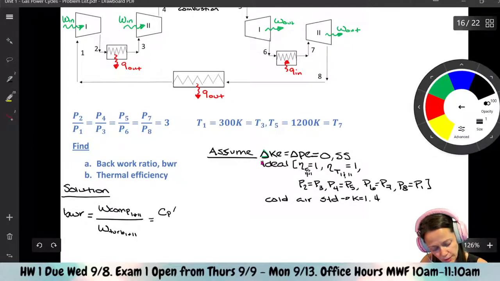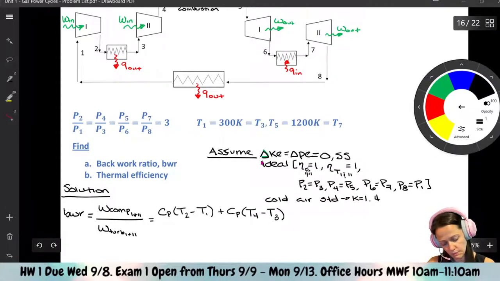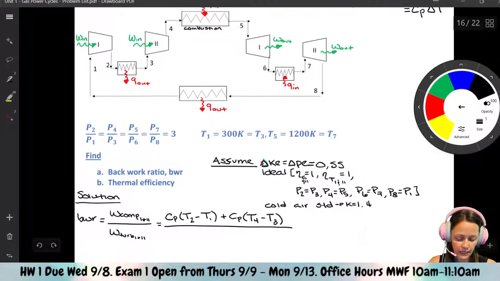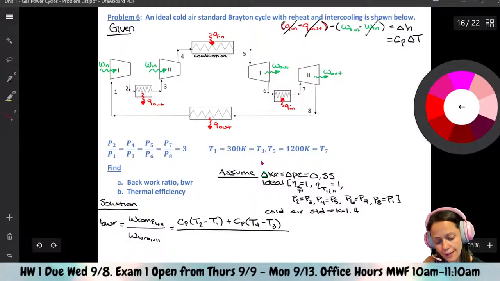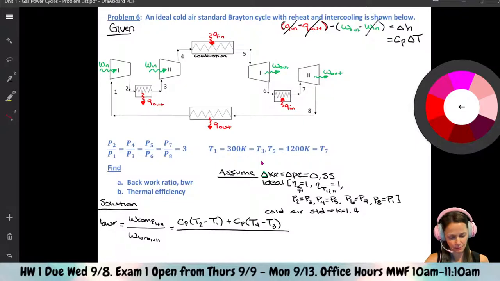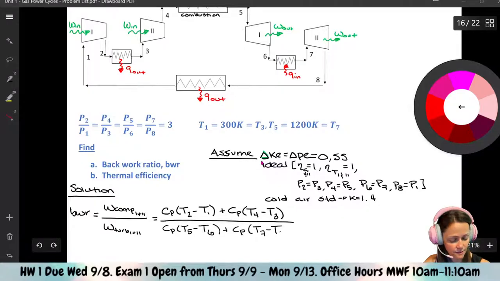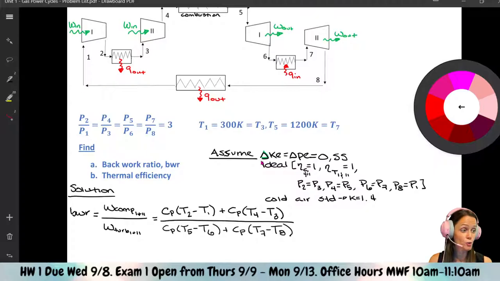So I have for the first one Cp times T2 minus T1. Also Cp times T4 minus T3, that's for the second one. And then for the turbines, those are between 5 and 6 and 7 and 8. If I apply my first law, that's where I get my negative: the work out would be the negative Cp delta T. So it'll be what it is before minus what it is after, when that negative gets distributed. So it'll be Cp times T5 minus T6, and Cp times T7 minus T8. All right, perfect. So there's my governing equation.